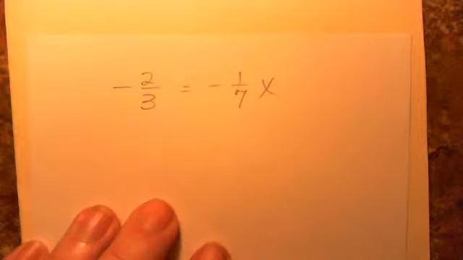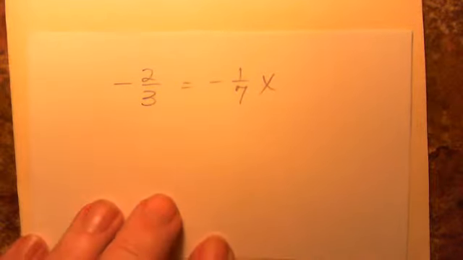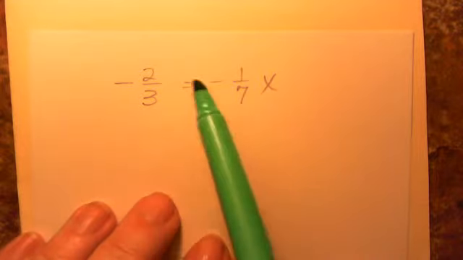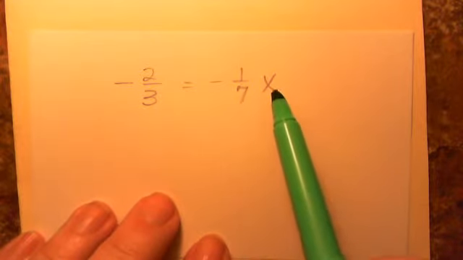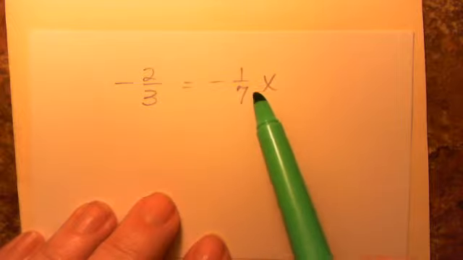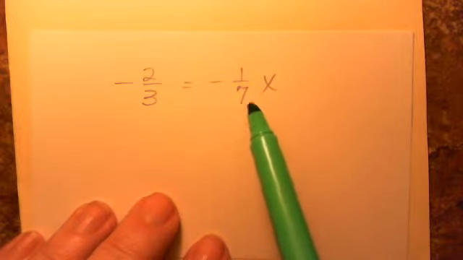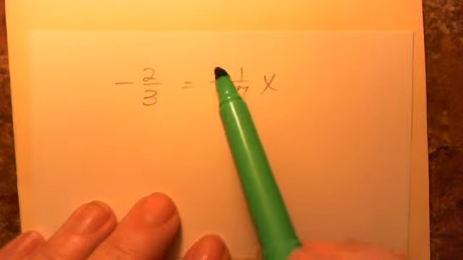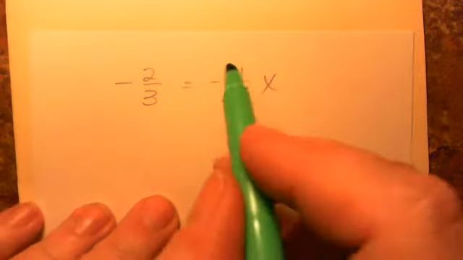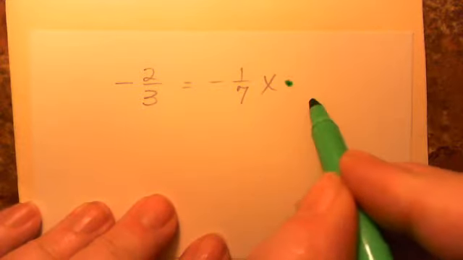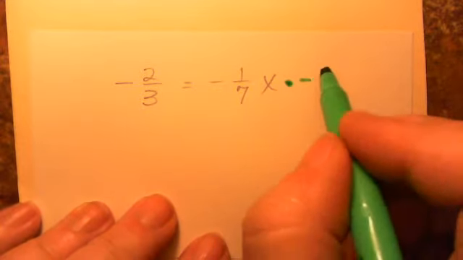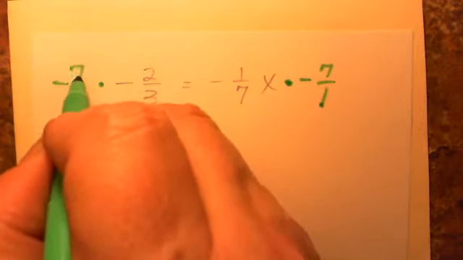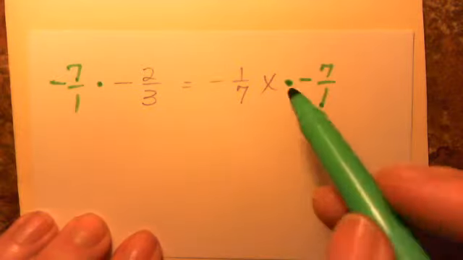Negative 2/3, negative 1 is equal to negative 1/7 x. So many times when we have this many fractions, students choose the wrong reciprocal. So remember, focus on the fraction that's the coefficient of the variable term. Alright, you want to get x by itself, you have to use the reciprocal of this. So the fraction is negative 1/7, and the reciprocal is negative 7 over 1. So we're multiplying both sides by negative 7 over 1.